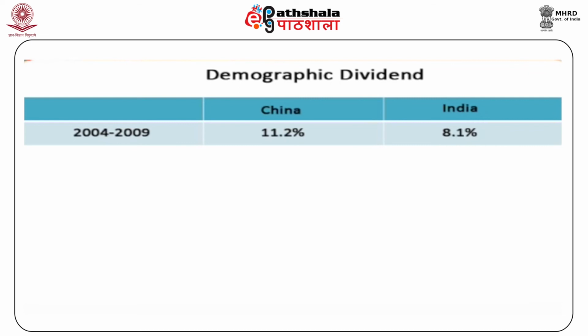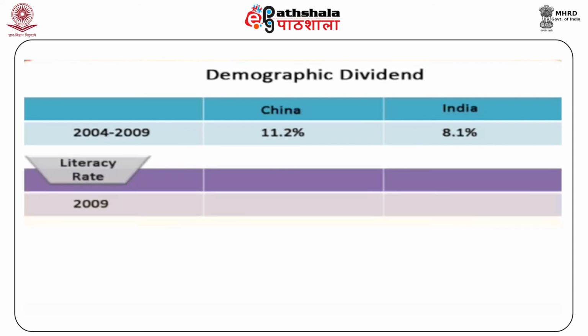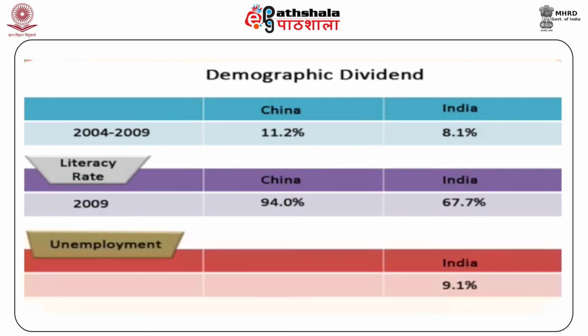However, India's working age population is less skilled than China's. In 2009, India's adult literacy rate stood at 67.7% of the population aged 15 plus, compared to 94% in China. Further, India's unemployment rate was 9.1% in 2009, while China's was 4.3%. Besides, India's population growth will create pressures on the country's inadequate infrastructure.